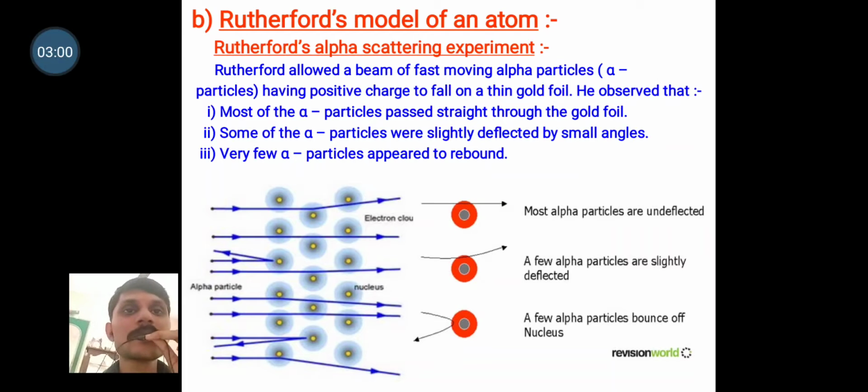The next one is the Rutherford model of an atom, based on alpha particles. Most of the alpha particles pass straight through, some of the alpha particles are slightly deflected at small angles, and very few alpha particles rebound. This is what the Rutherford alpha scattering experiment suggested.